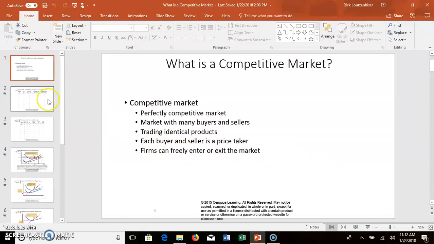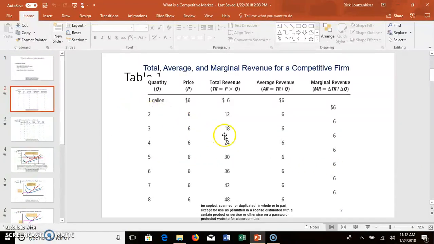The revenue chart that's in your text is something you should study. This is the revenue chart, how it would work for a firm that's in a competitive market. Lots of competitors. First of all, the price doesn't change no matter how many they make. They have no ability to affect the price. They just take the price. So this is for price takers.